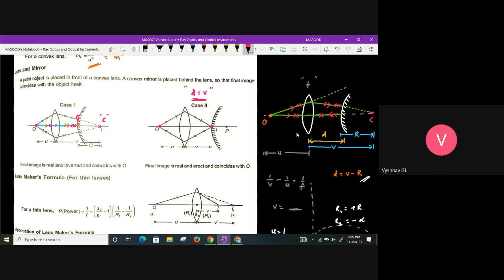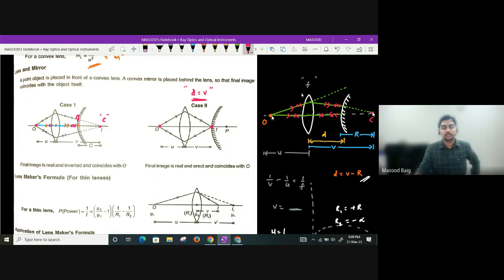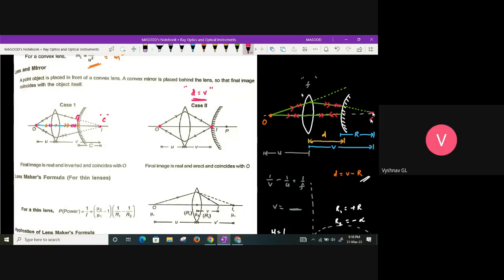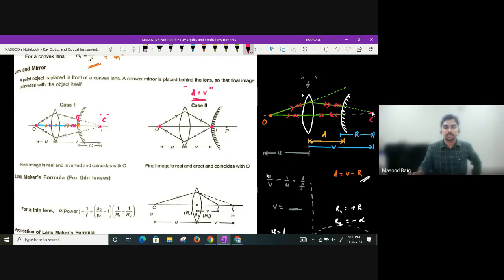Sir, but still the final image is being formed at the object. So why are we not considering it? It is formed at the object only when I bring into effect the convex mirror. But if I am not considering the convex mirror, where is the image formed by the lens? At the center of curvature, no? That is the reason I am writing the lens formula. I have nowhere used the convex mirror case here.